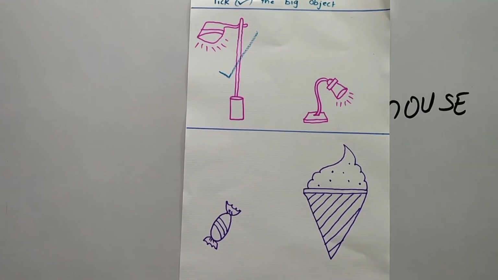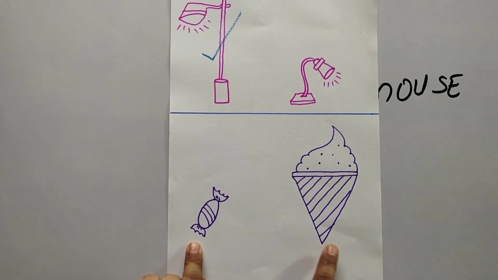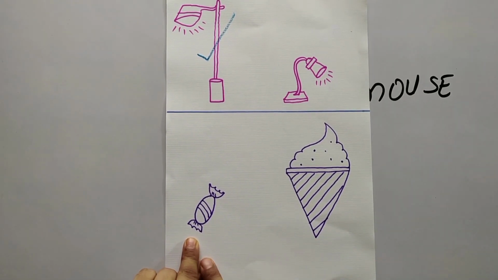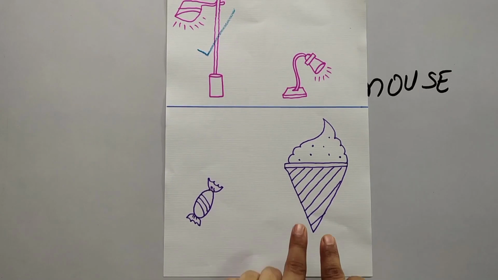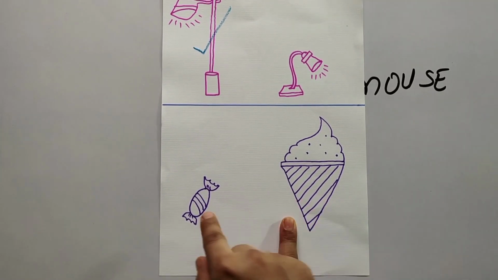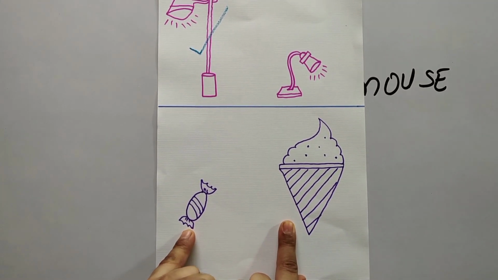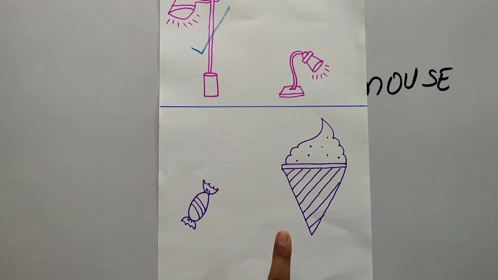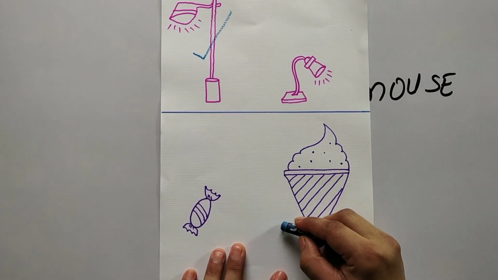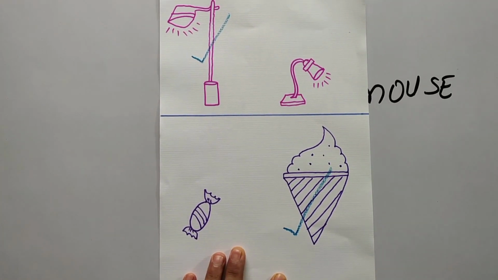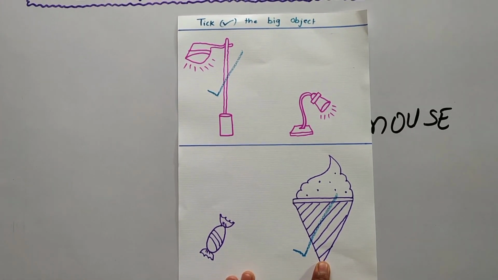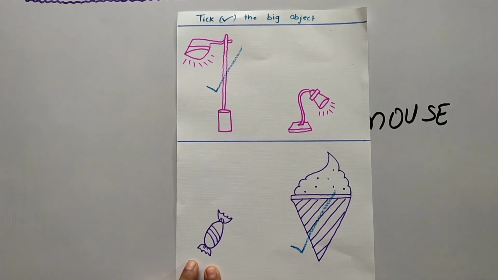Again over here, a chocolate and an ice cream. So which is big among the two? They will find that the ice cream is bigger than the chocolate or a candy. So they will put a tick across the ice cream since it is bigger than the candy.